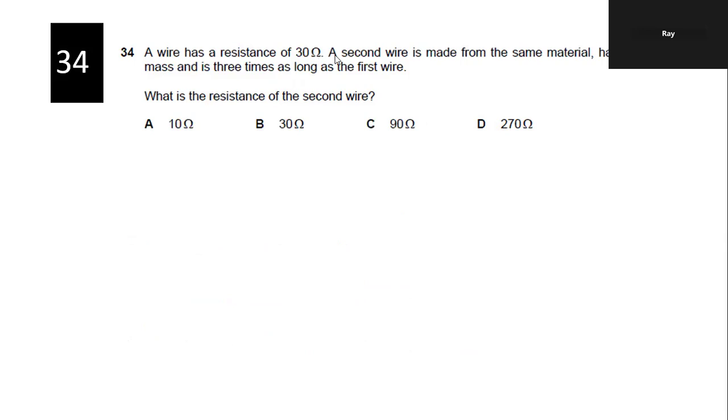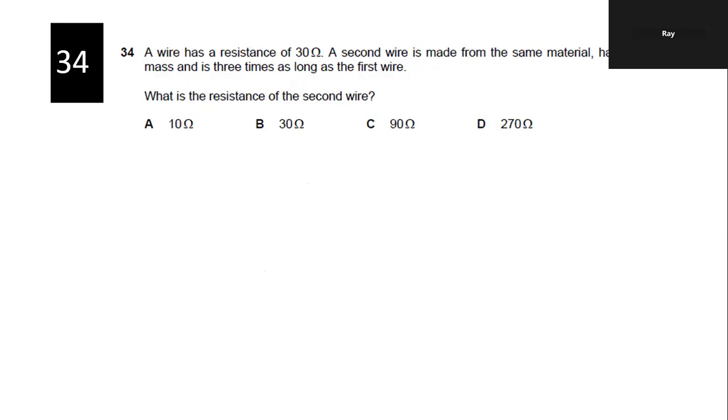A wire has a resistance of 30 ohm. A second wire is made out of the same material, has the same mass, and is 3 times as long as the first wire. Same material, remember that? What is the resistance of the second wire? This one has to do with resistivity. Length, same material, resistivity. Then same mass, so you have to use density. 3 times as long.